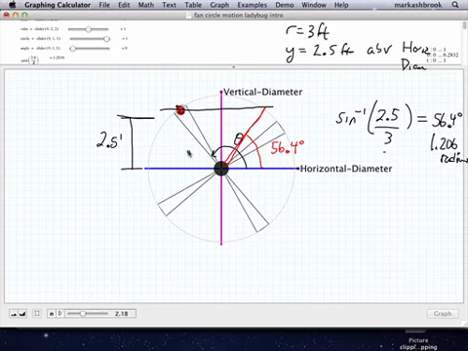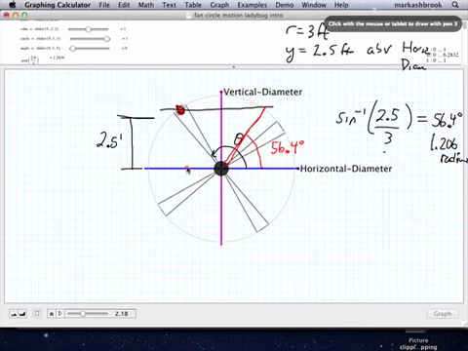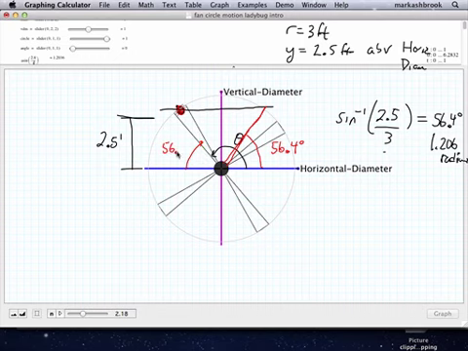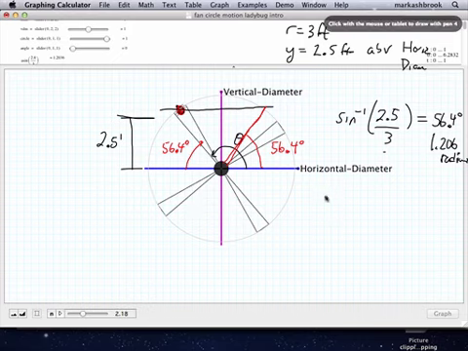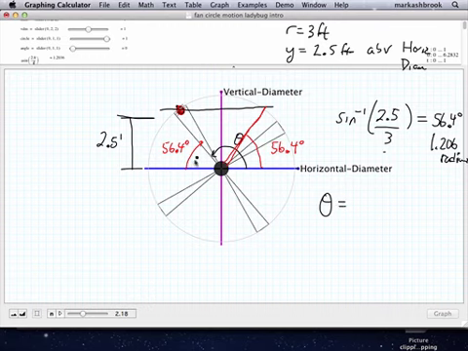So, why would that work? If 56.4 degrees goes up to here, then also, isn't this 56.4? So how can we use that to get theta? Yeah. So the whole thing, half circle, 180, and then we want to go backwards or subtract that 56.4 right there. So is it 123.6?